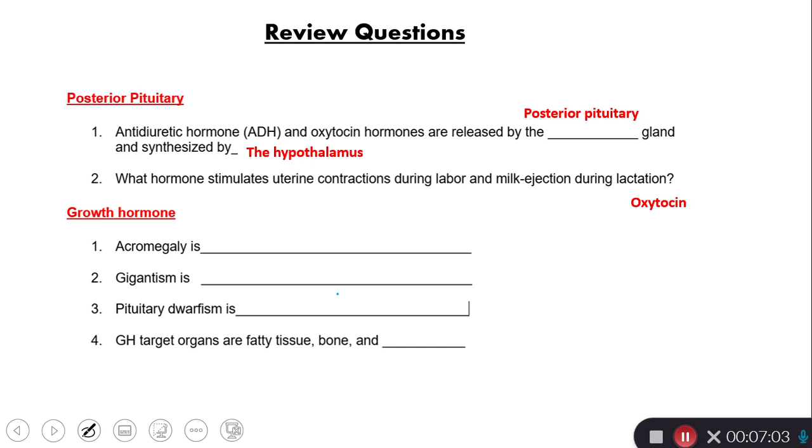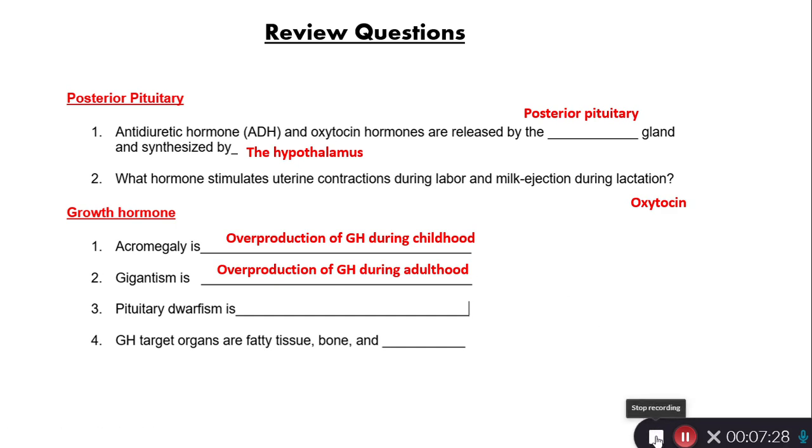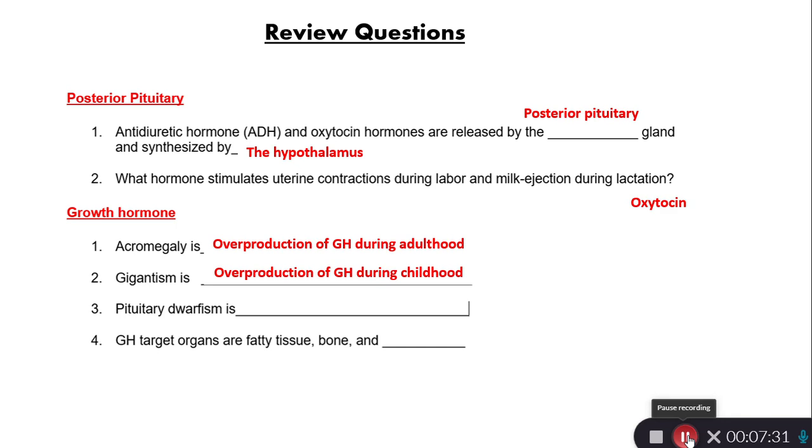Acromegaly is a condition that has excessive production of the growth hormone. When? During adulthood. Gigantism is also overproduction of growth hormone, but when? During childhood. Pituitary dwarfism is low production of the growth hormone during childhood, before closure of the epiphyseal plates. The growth hormone target organs are fatty tissue, bone, and muscles.